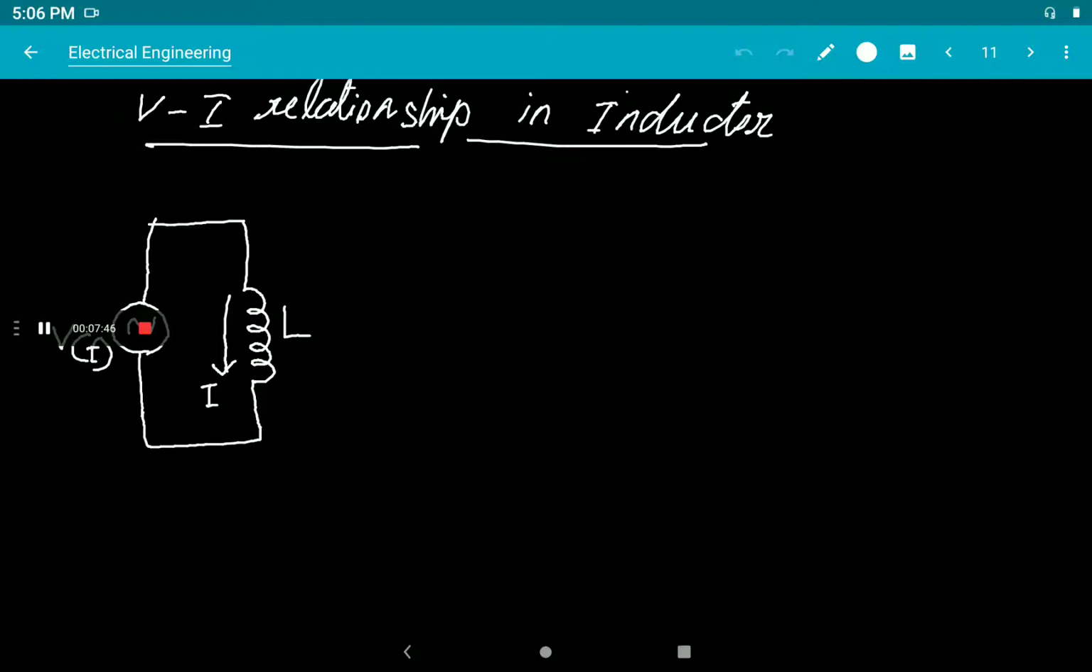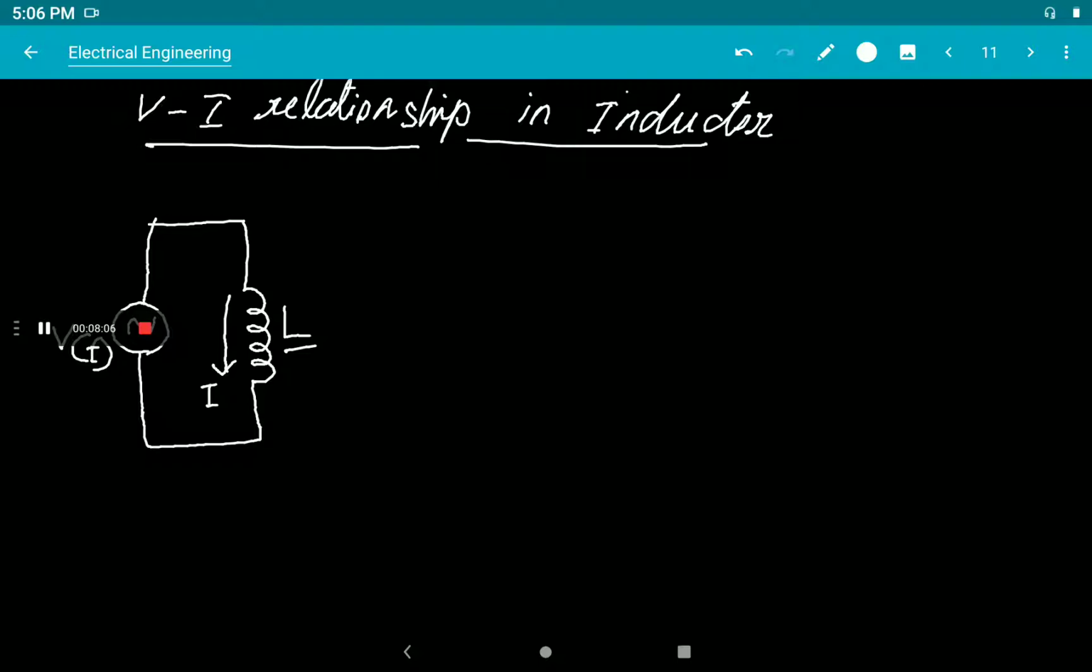Now we are going to consider a pure inductive coil. So there is no resistance. Actually, pure inductive coil means that it has no ohmic resistance, that is, there is no I square R loss, just a coil. So the inductance property L is what mainly comes into play here. So there is no I square R loss.